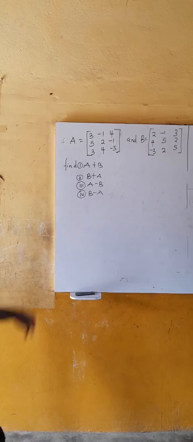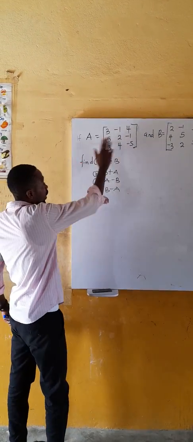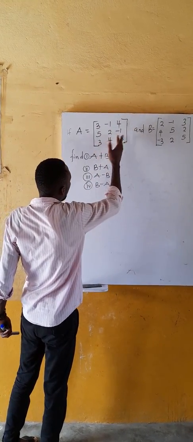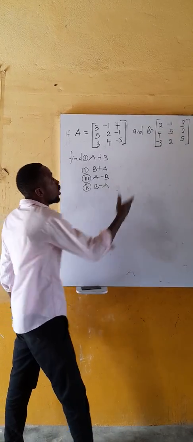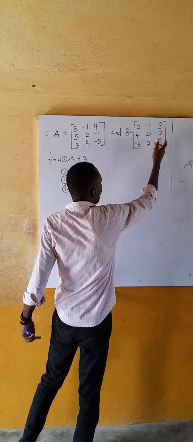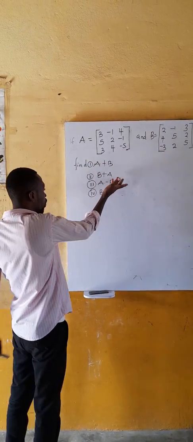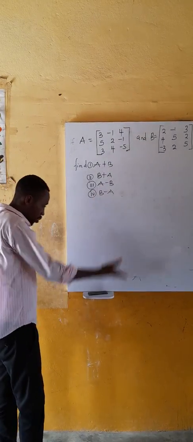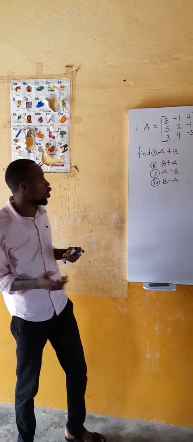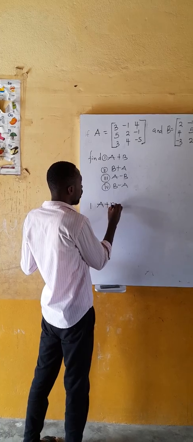Okay, so there is a second question on addition and subtraction of matrices. It says if matrix A, it is a 3 by 3 matrix actually, is 3, negative 1, 4, 5, 2, negative 1, 3, 4, negative 5. Then you have 2, negative 1, 3, 4, 5, 2, negative 3, 2, 5 for B. And the question is find A plus B, B plus A, A minus B, and B minus A. Just the first approach we use for 2 by 2 is the same approach you are going to use here. So come with me. So we have A plus B.